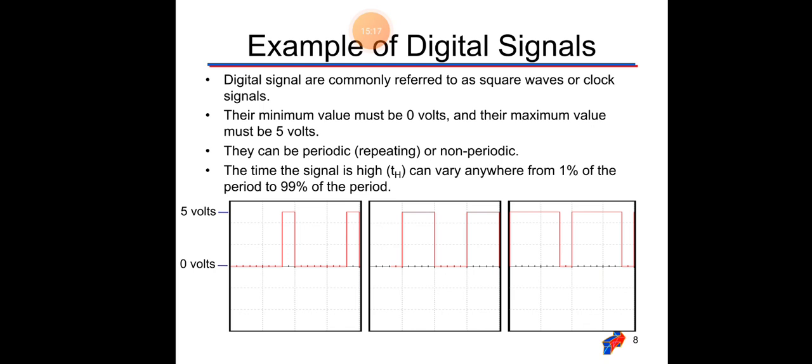They can be periodic, repeating, or non-periodic. And the last point says that the time the signal is high, TH, can vary anywhere from 1% of the period to 99% of the period. Okay, so between this range, the time can be represented as TH for high.